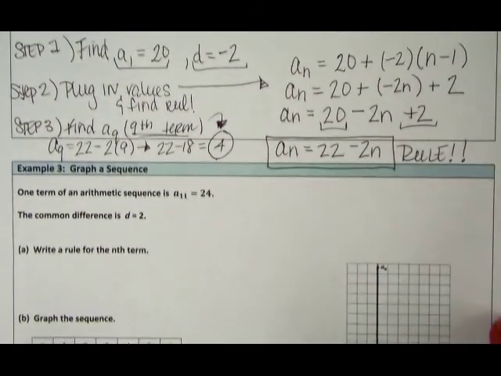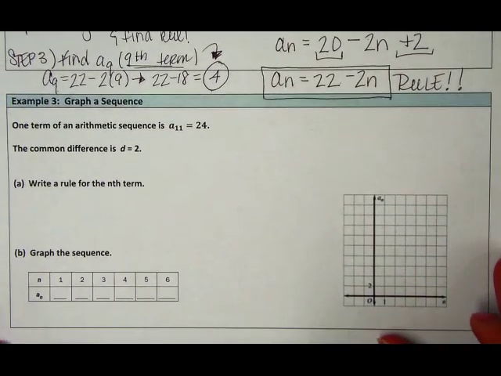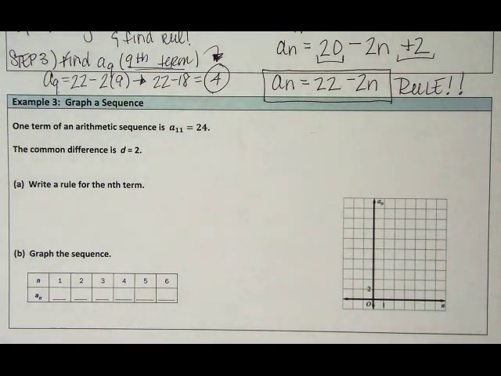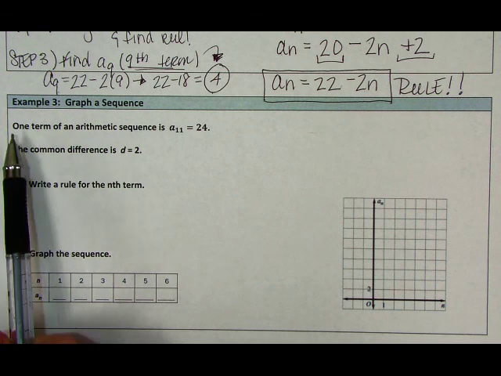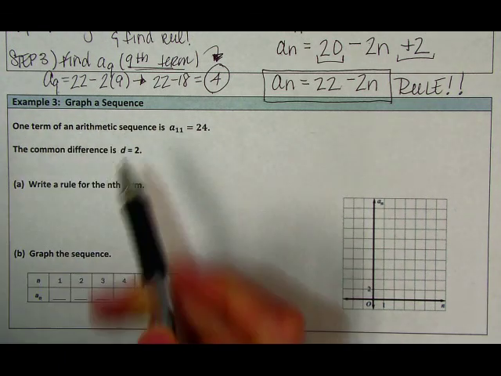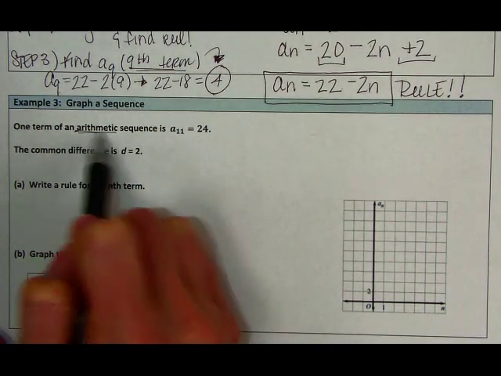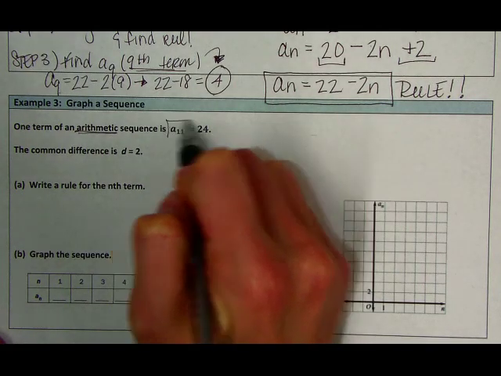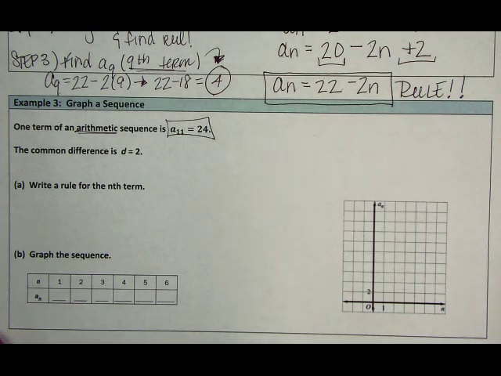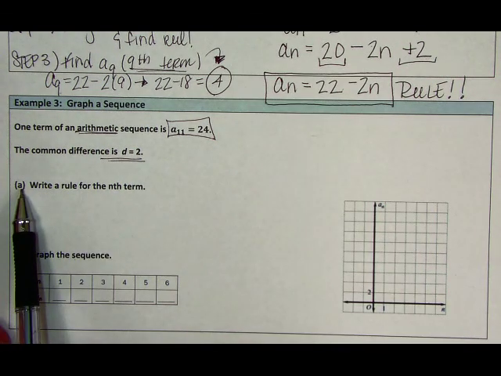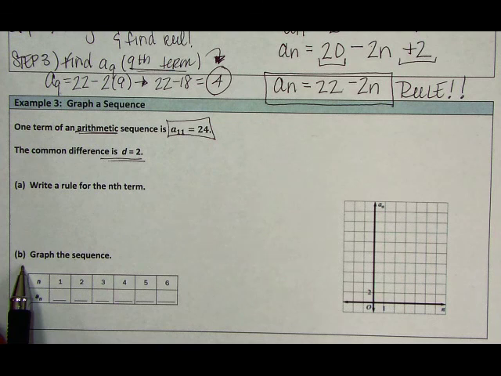Now let's move on to example 3. Example 3 is very similar to the previous example in lesson 1. Example 3 is asking us to graph a sequence. In this case, we're told that one term of our arithmetic sequence, so right off the bat we know it's arithmetic, because we're told our 11th term is 24, and the common difference is 2. The first thing they want us to do is to write a rule for the nth term, then they want us to graph the sequence.